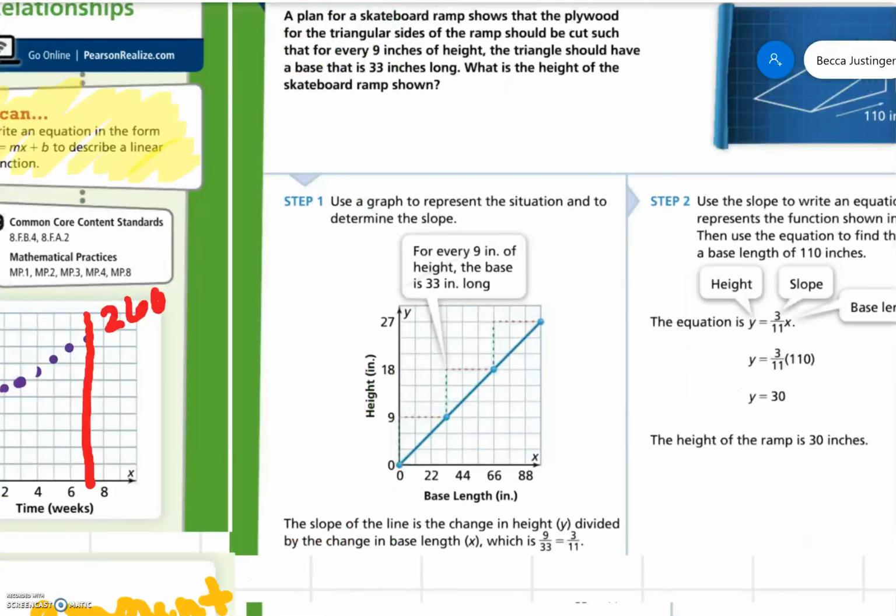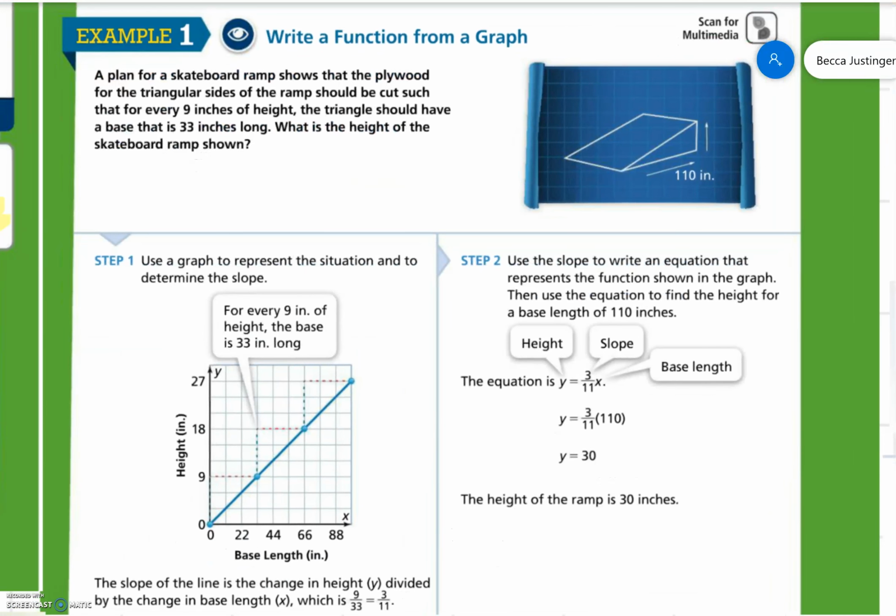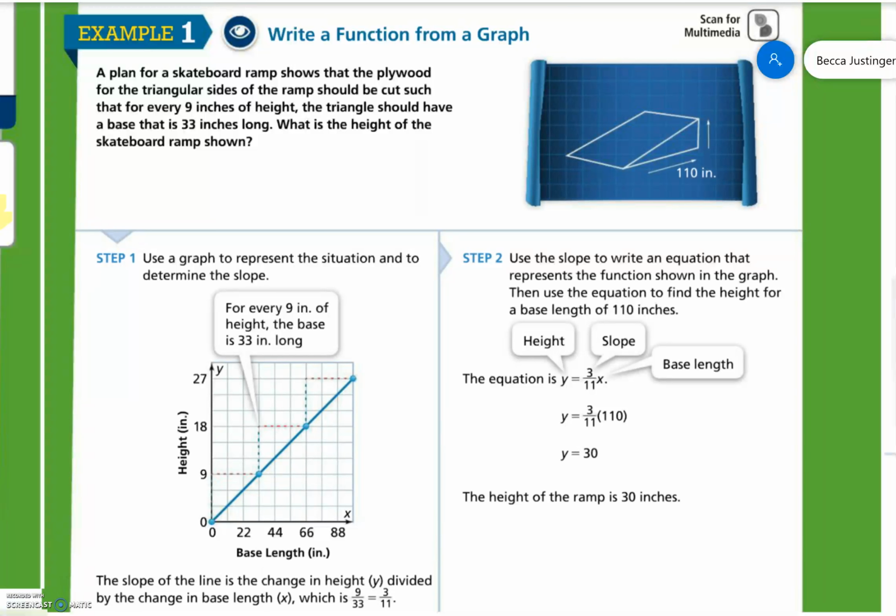All right, example number 1. Write a function from a graph. A plan for a skateboard ramp shows the plywood for the triangular sides of a ramp should be cut such that for every 9 inches of height, the triangle should have a base that's 33 inches long. What is the height of the skateboard ramp shown?